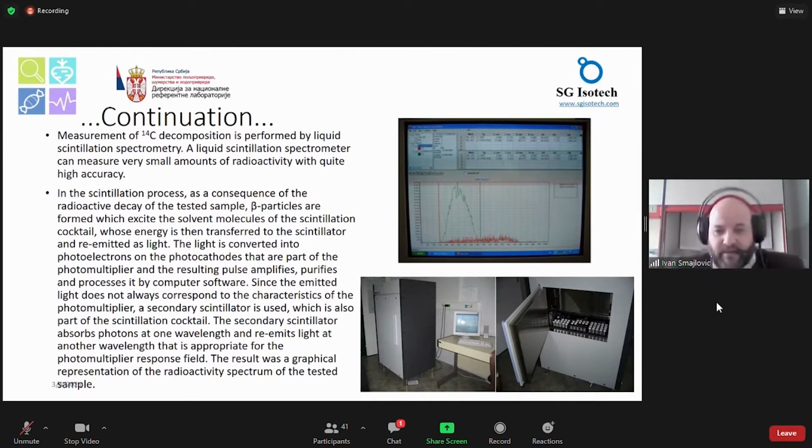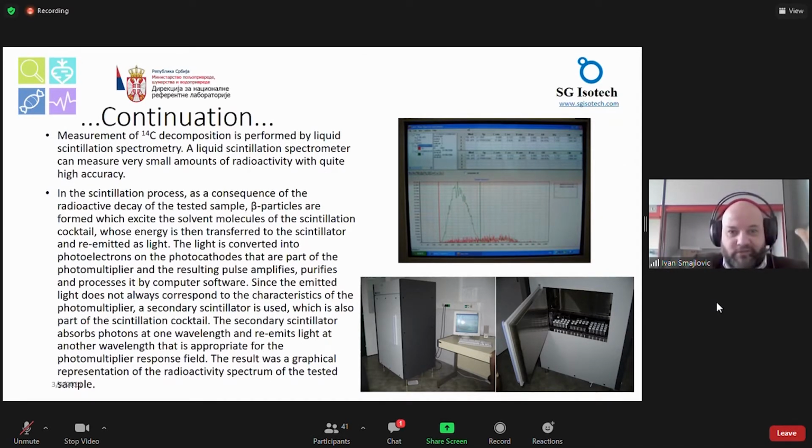But to come back to how this instrument is working. So the scintillation technique is based on a cocktail which is added to the sample, and it gives energy, right, to excite the solvent molecules in the scintillation cocktail, so that it bombards this cocktail, bombarding a sample with particles, with electrons, I think.